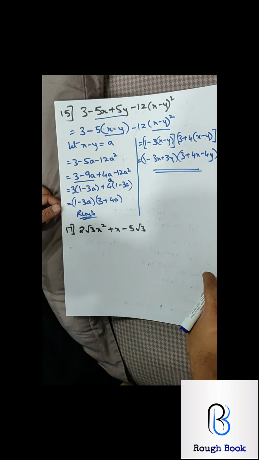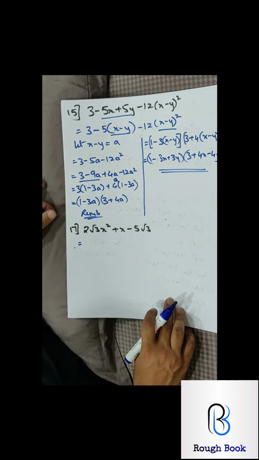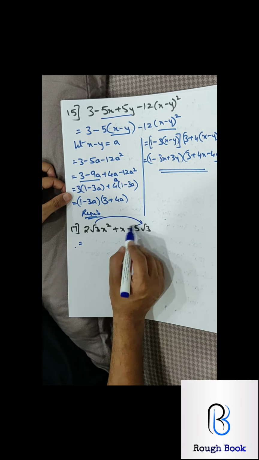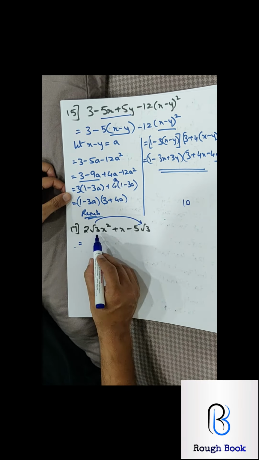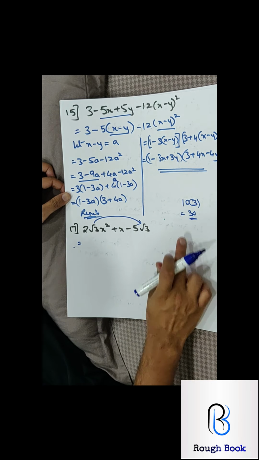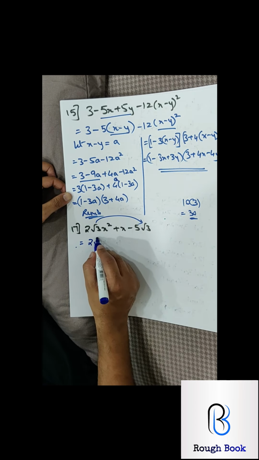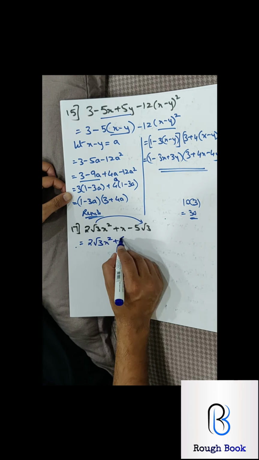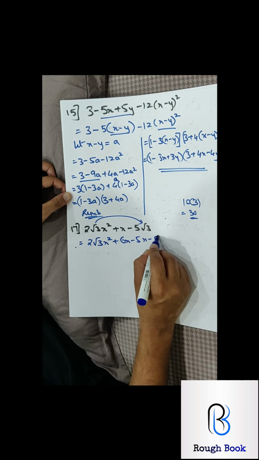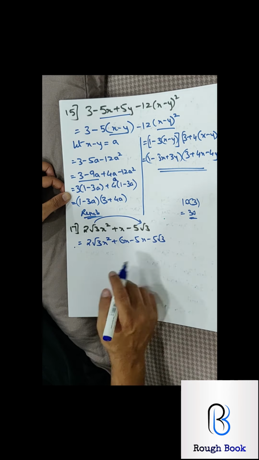Super. 17th. We had done this step in the first exercise or second, I don't remember, where we multiplied this with this. So 5 2s are 10. Root 3 times root 3 is 3, so 30. For 30 the splitting factor is 6 and 5. You remember the cheating I taught you? So 2 root 3x square, 6x minus 5x. So 6 minus 5 gives me 1, 6 5s are 30.